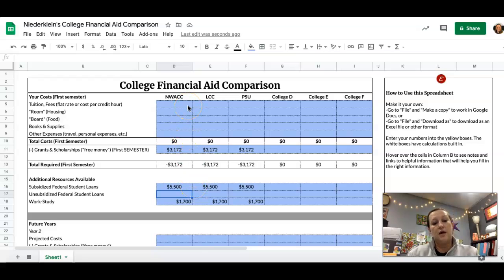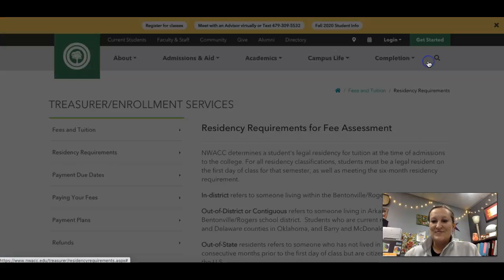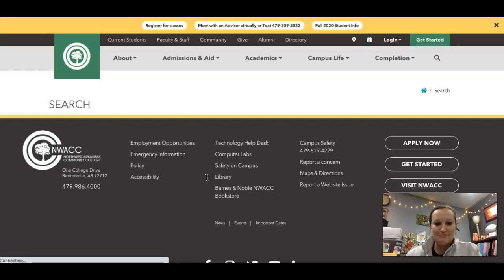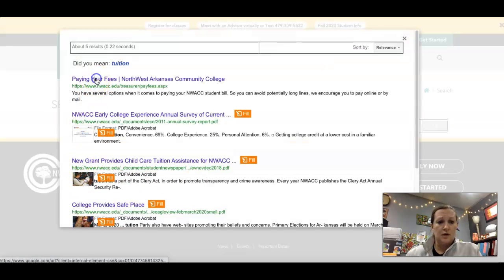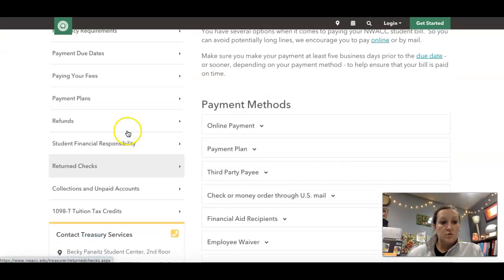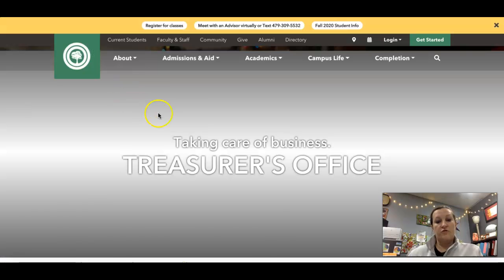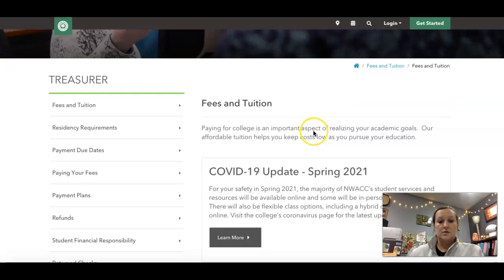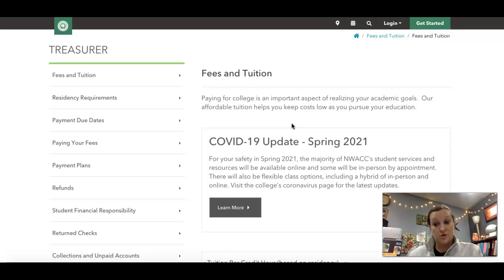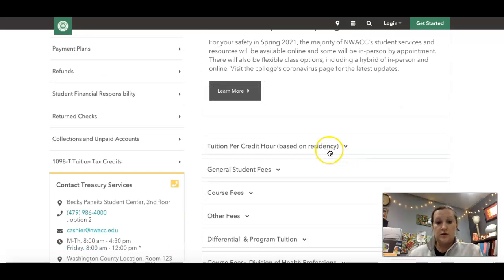Now I need to look at my college choices. So NWAC, Northwest Arkansas Community College, is located in Northwest Arkansas. It was kind of where I used to live, in Bentonville. You want to go to their fees and tuition website. So looking at NWAC in Northwest Arkansas, again, I just chose a random college. This is on you, but I'm showing you how to do it.